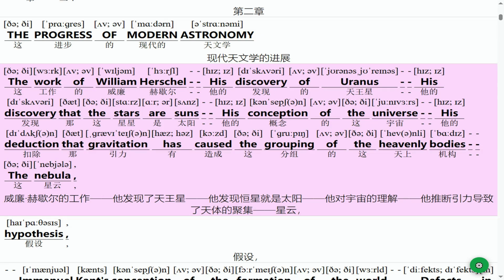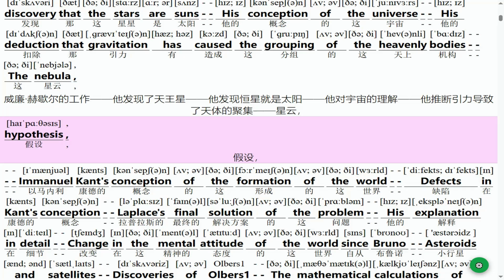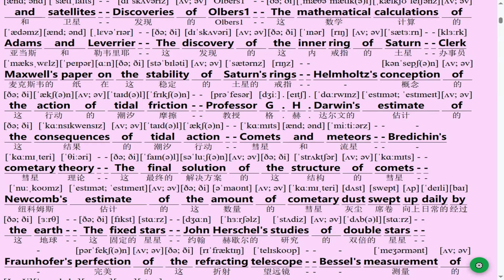The work of William Herschel, his discovery of Uranus, his discovery that the stars are suns, his conception of the universe, his deduction that gravitation has caused the grouping of the heavenly bodies, the nebular hypothesis. Immanuel Kant's conception of the formation of the world, defects in Kant's conception, Laplace's final solution of the problem, his explanation in detail, change in the mental attitude of the world since Bruno, asteroids and satellites, discoveries of Olbers.